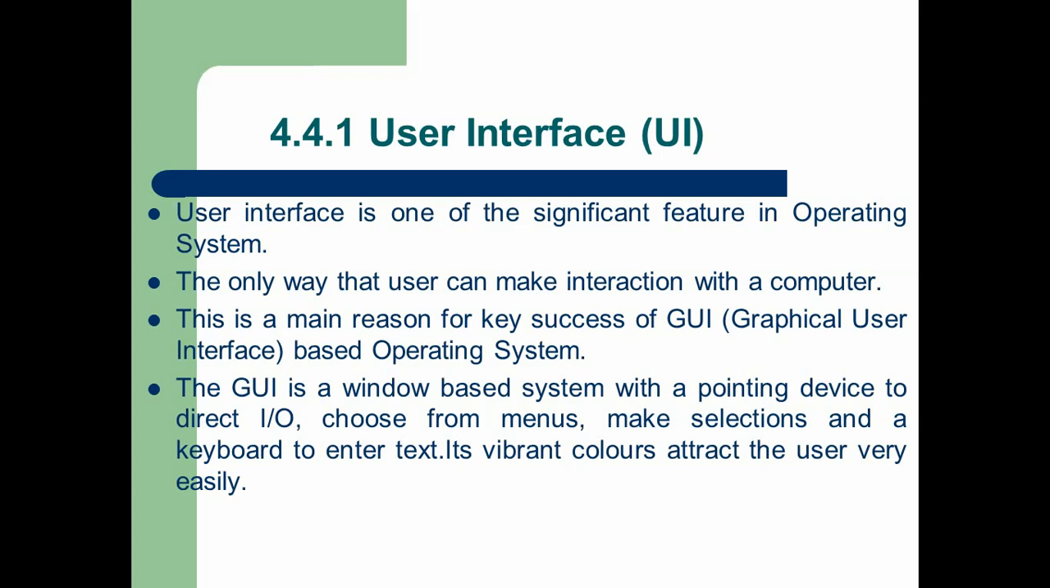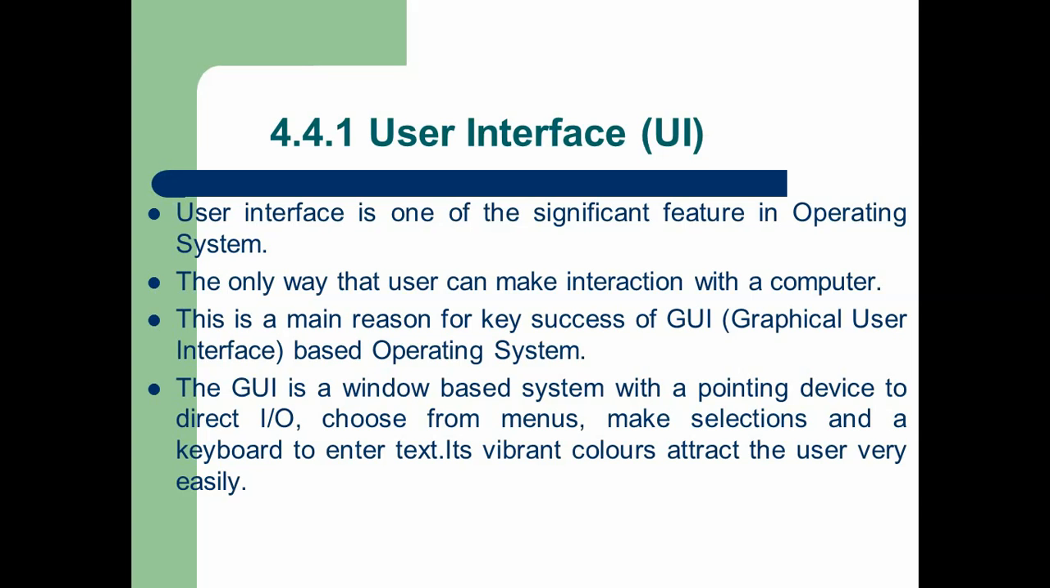A good operating system must have a good interface, because this is the phase which can be seen by the user as well as the hardware. It is the only way the user can interact with a computer. This is the main reason for the key success of GUI. GUI means graphical user interface based operating system.